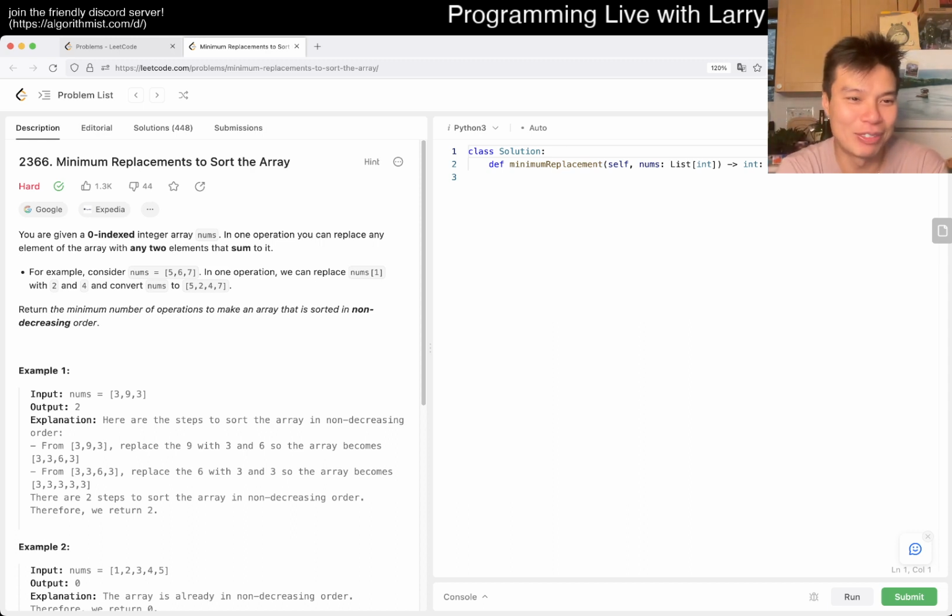Today's farm is a hard one, supposedly, or it probably is, but I'm just saying that's the label. 2366, minimum replacements to sort the array. Alright, let's go.